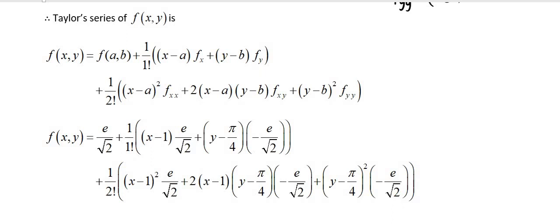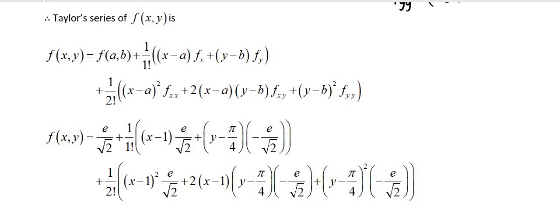Okay. f of x comma y is equal to the value of f of a comma b, which is e by root 2. I am going to substitute that value, plus 1 by 1 factorial as it is. We already know the value of a, that is 1, that's why x minus 1. The fx value is e by root 2, plus we know the b value also, so substitute. Then we are going to get y minus pi by 4. The value of fy is minus e by root 2. So the second term of the Taylor series is completed.